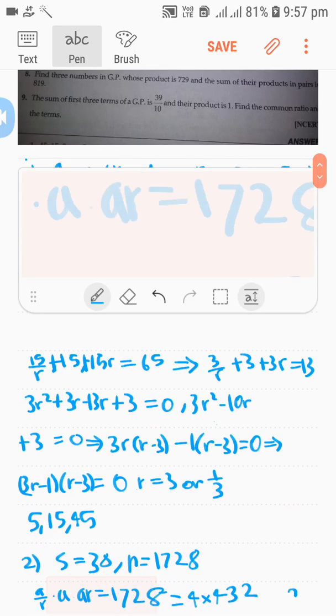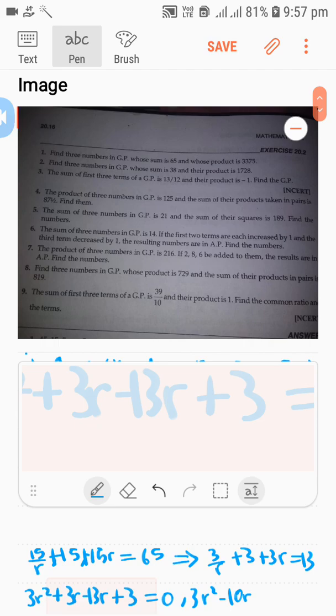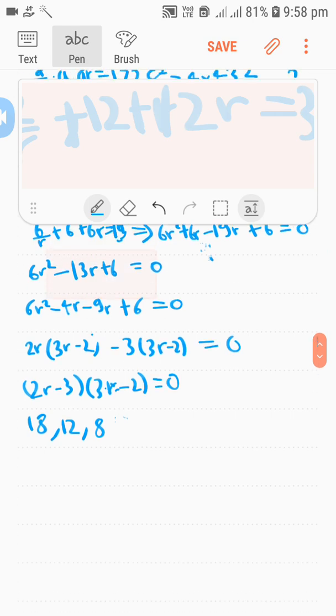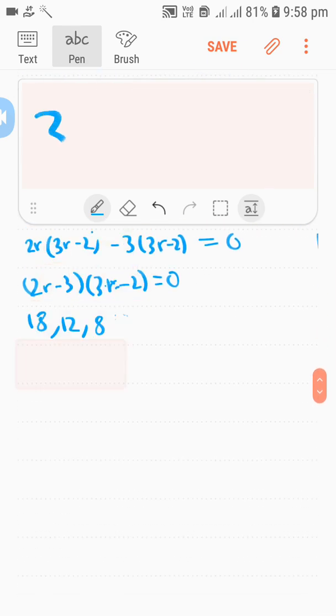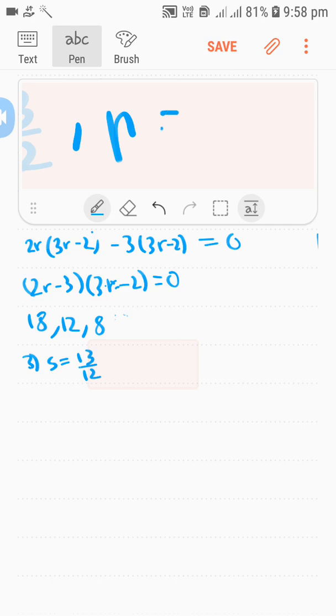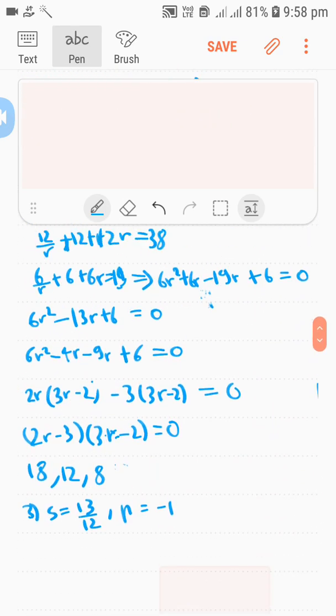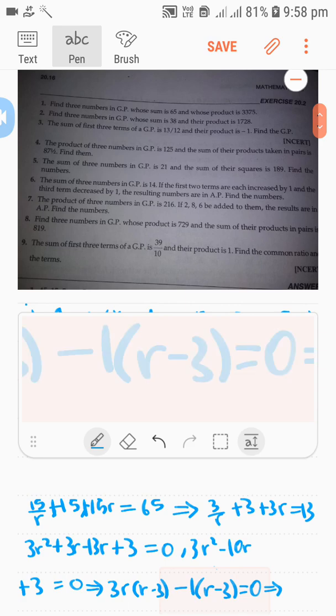Now let's move on to the next question. Okay, this is the third question. The sum of the first three terms of a GP is 13/12 and their product is -1. Find the GP. Okay, let's do it. So sum is 13/12 and product is -1. We'll just make sure that this is correct. Okay, correct.